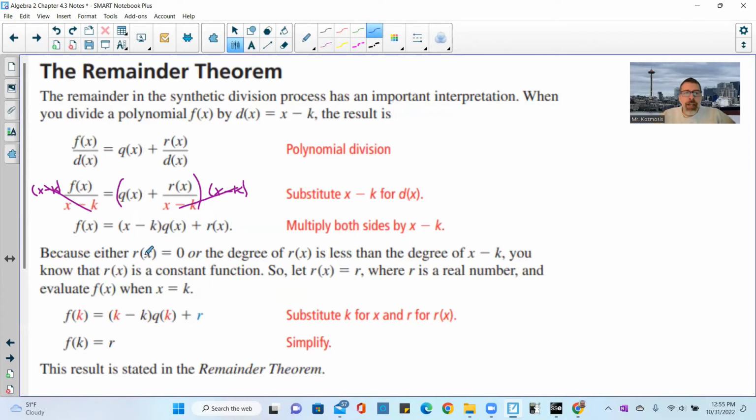Because either r of x is 0 or the degree of r of x is less than the degree of x minus k, you know that r of x is a constant function.